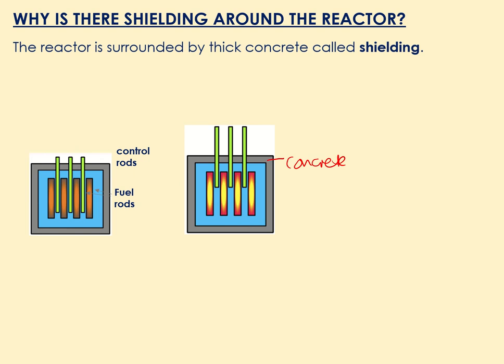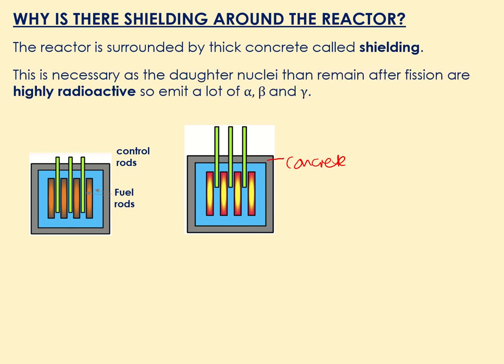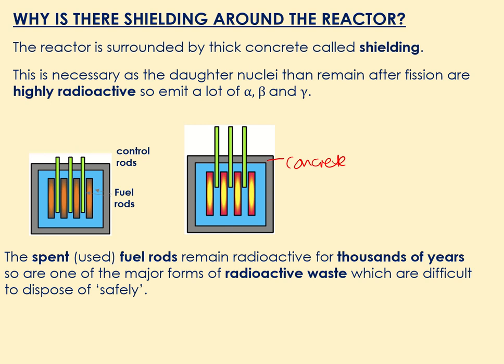The reason that that's important is because the daughter nuclei, the bits left behind after fission, are highly radioactive. So they're going to be giving out a lot of alpha, beta, gamma, all of which can be dangerous to humans as it can cause mutations of cells. So those used fuel rods we call spent fuel rods, they remain reactive after the fission for thousands of years. So getting rid of those spent fuel rods is incredibly difficult, and that's the main component of the radioactive waste from nuclear reactors.